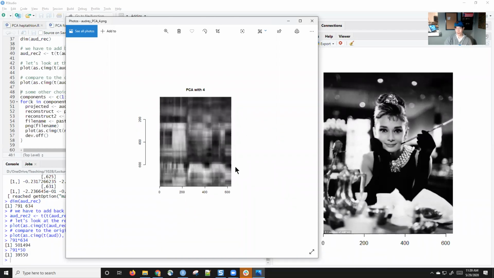Here it is with four principal components. With four principal components, we're starting to see a little bit of the up and down shape of the napkins, and we also see the structure of the lights here and the door that also appears right there and right there.